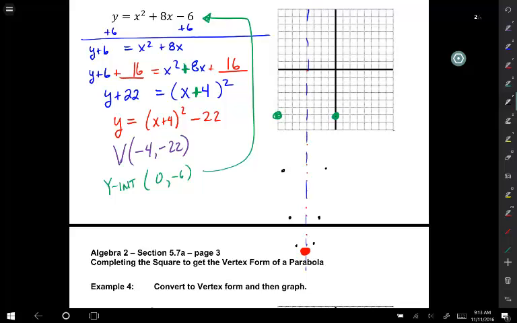16. And let's count. How far is it from negative 22 to negative 6? It's 16. And so the neat part about this is the point is really over 4, up 16. And so it follows that pattern of squares.